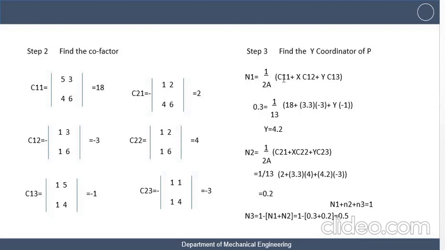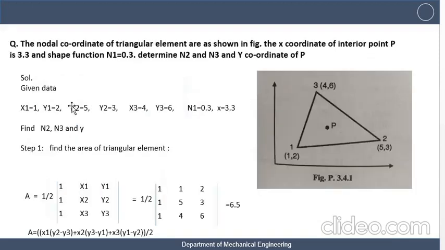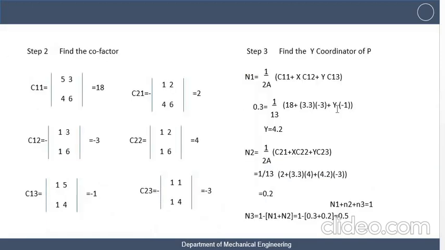Here C11, C12 and C13 you have already calculated. Just put the x value, which in the problem is 3.3, and keep y as it is. After solving these equations you will get y is equal to 4.2.